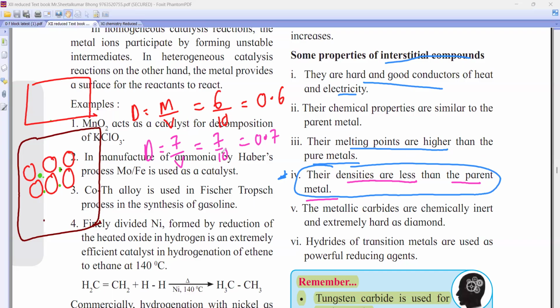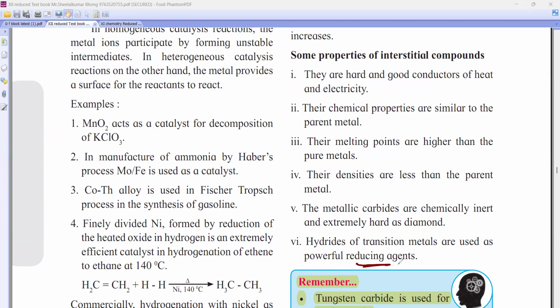So the volume increases, let's say to 20. Then the answer will now be less than 0.6, right? So why density decreases is not given in the book as an explanation. The volume increases because once a small element enters the interstitial compound, its volume increases. Clear. And they are used as powerful reducing agents. And they are chemically inert also.